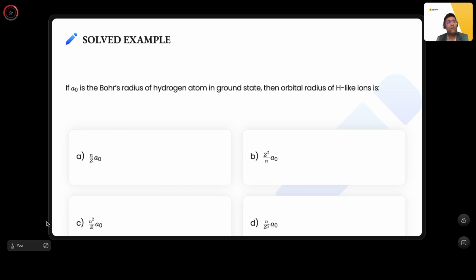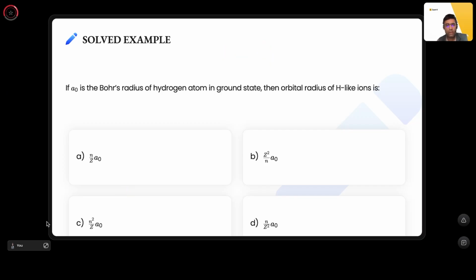All right. If a naught is the Bohr's radius of hydrogen atom in ground state, the orbital radius of H-like ions is. Okay, so the general formula is R naught into n square upon Z. So that's what we'll do. Instead of R naught, A naught is given here. So this will be our answer. Again a direct formula, but it is important. So I included this question, and you have to remember this formula because many questions can be asked on it.